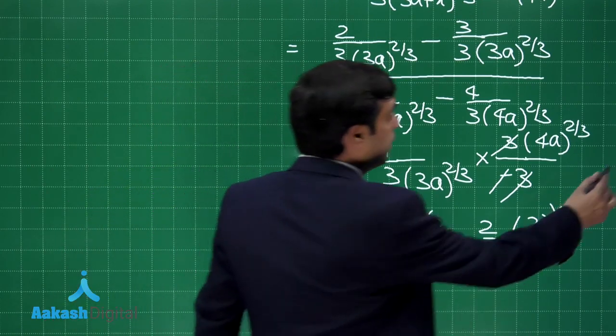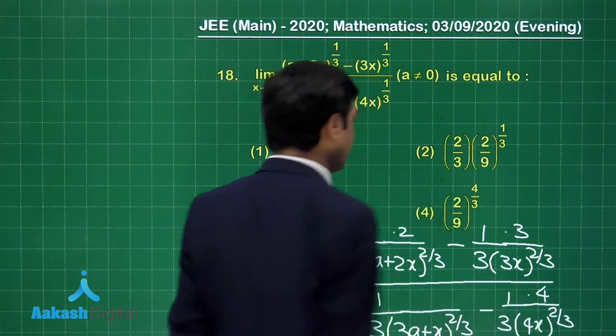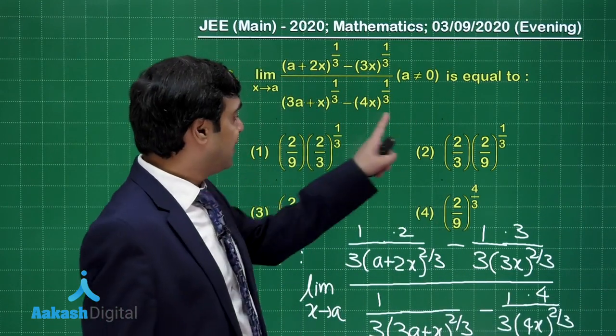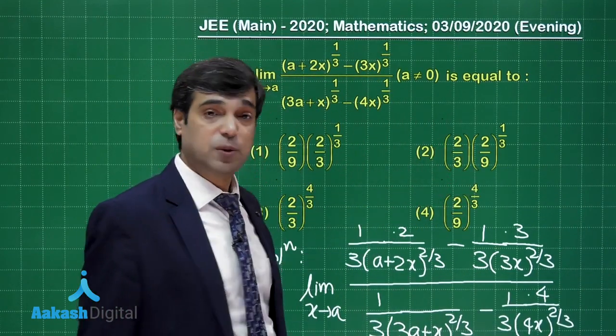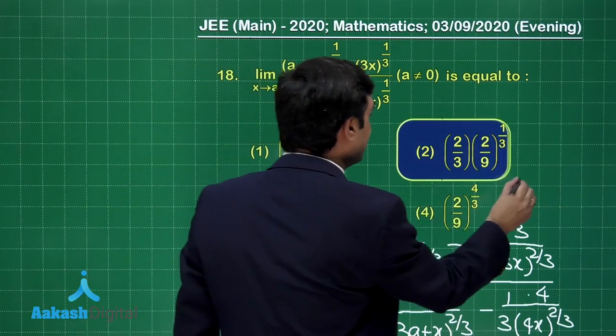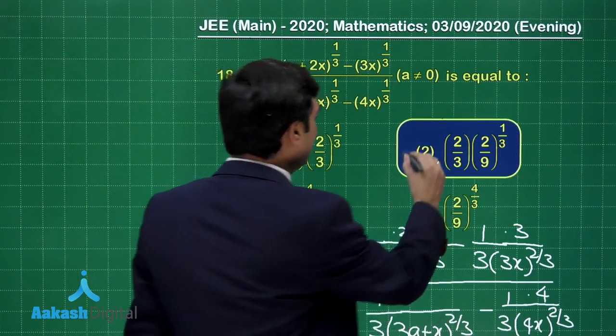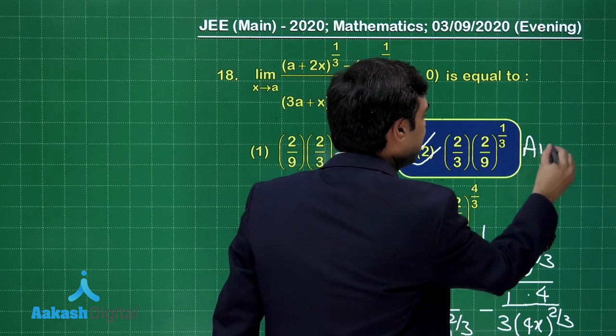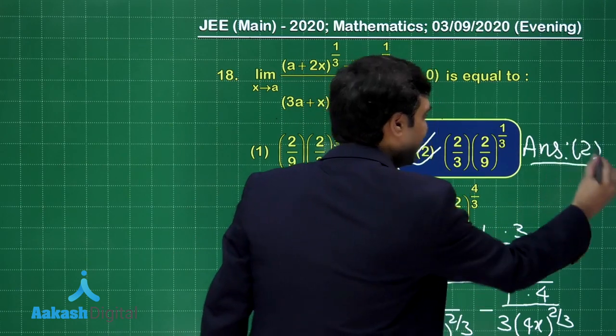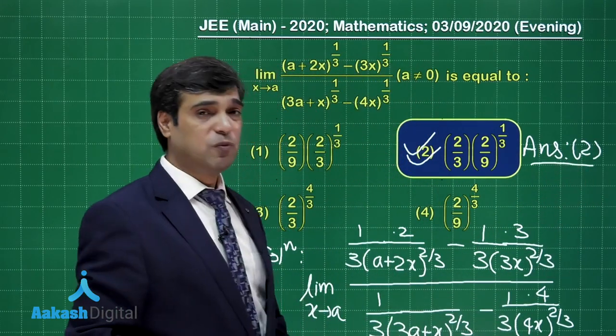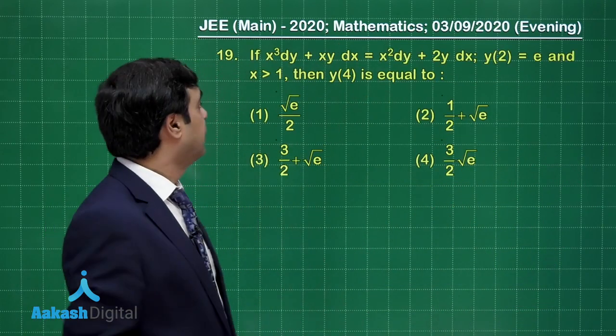2 by 3 multiplied with 2 by 9 raised to the power 1 by 3. It is given here as option number 2. So that's the required result. So let's mark and mention. I'm sure this part is clear. Let's move on to the next question of this paper.